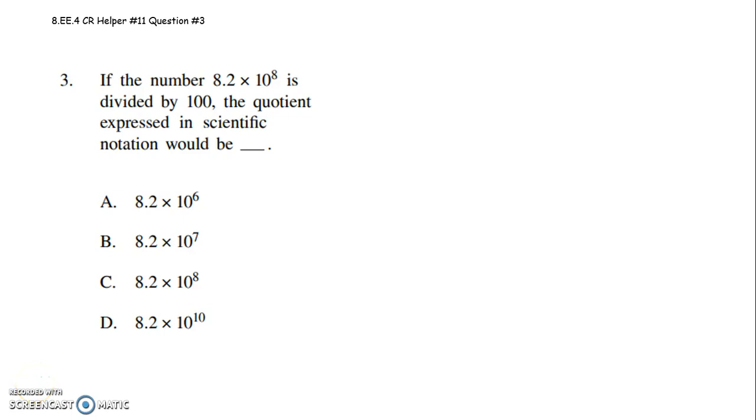All right, 8th graders, this is to help you with question 3 on CR 11. It says if the number 8.2 times 10 to the 8th is divided by 100, the quotient expressed in scientific notation would be. All right, so we're going to take 8.2 times 10 to the 8th divided by 100. We know in 8th grade our fraction bar can mean divided by.